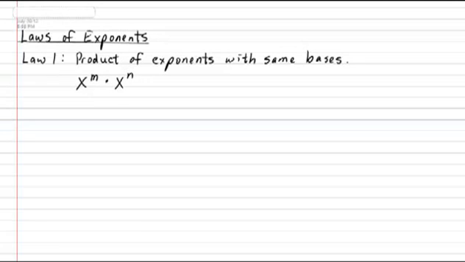So please, in an important color, let's get that little note down. Add exponents. And so therefore, the result of this operation would be x and then exponent m plus the exponent n. This is what's known as the product of exponents with the same bases. Keep in mind that the bases must be identical for this to work.